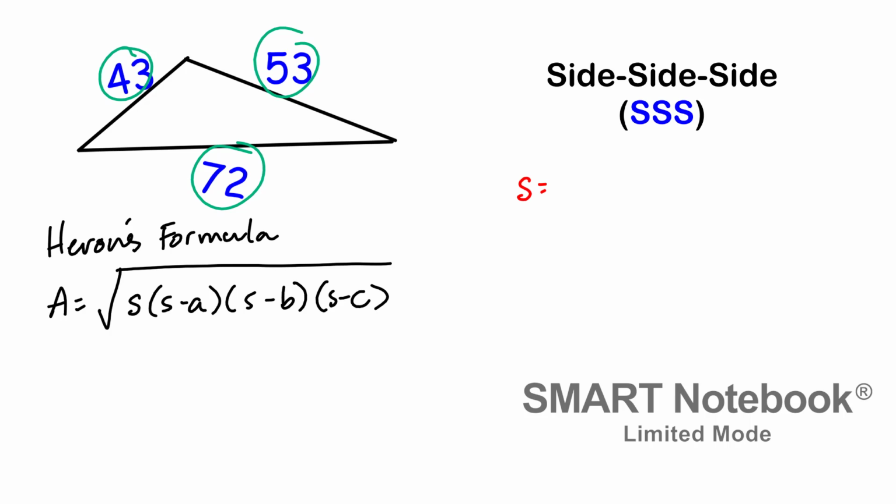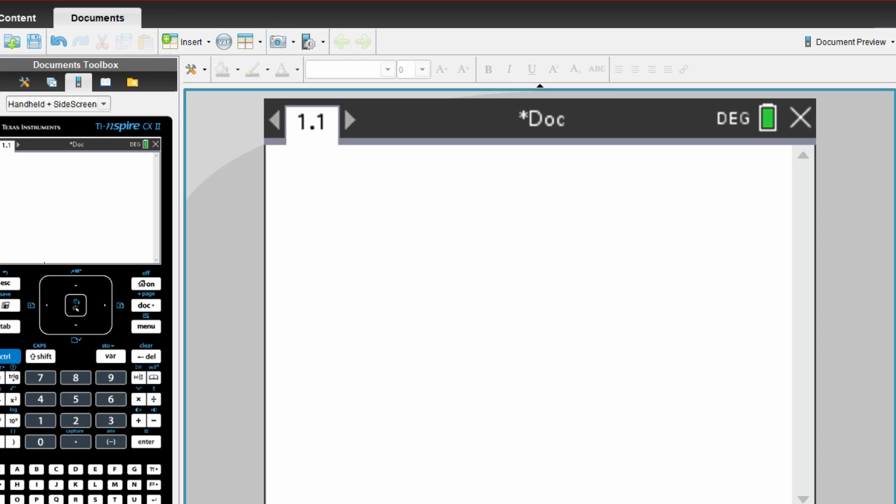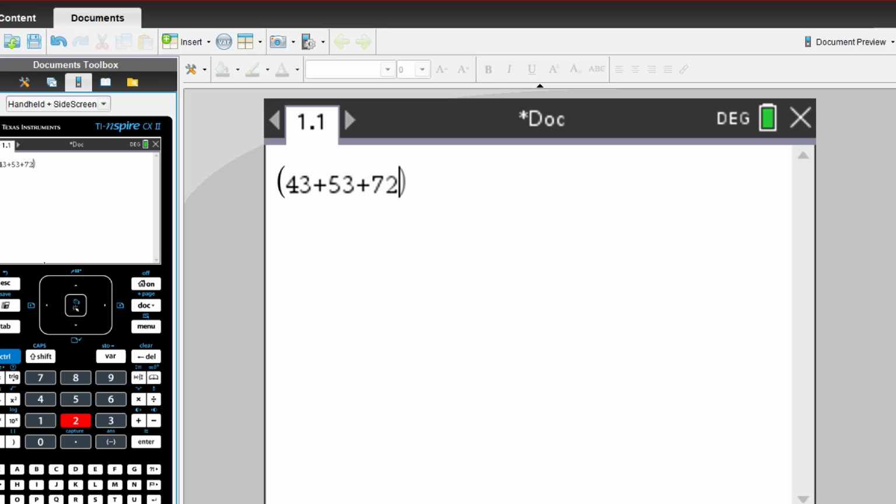S is found by taking the perimeter, so that's adding together all 3 of these sides and dividing them by 2. So let's go over to our calculator and punch that in. Make sure that you are putting these in parentheses whenever you're using your calculator. Parentheses are going to make sure that you're following your order of operations correctly. So we have, opening up the parentheses, 43 plus 53 plus 72, closing the parentheses, and I'm dividing by 2. And that gives me a value of 84. So that's that value S that we can plug in.